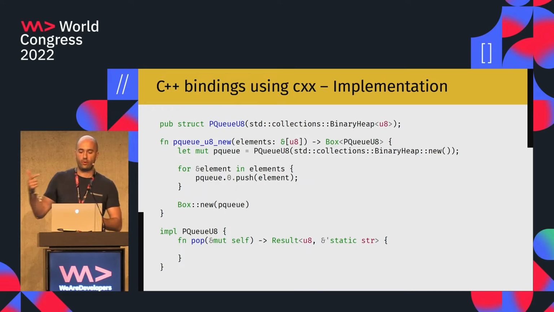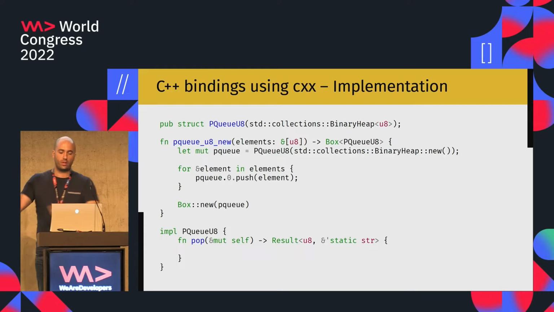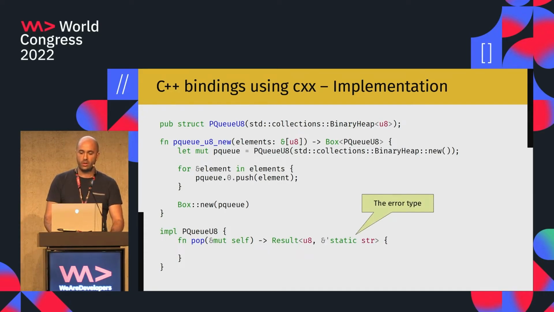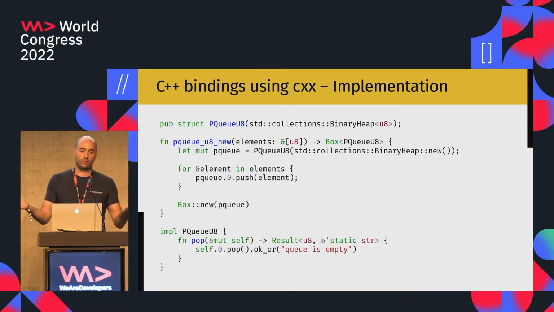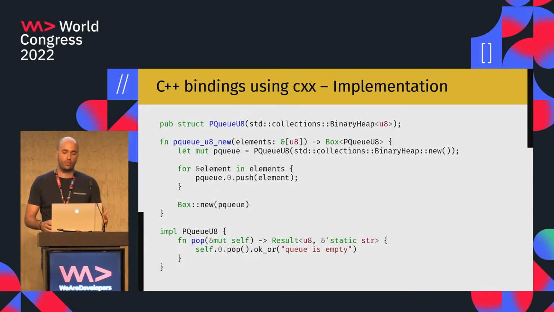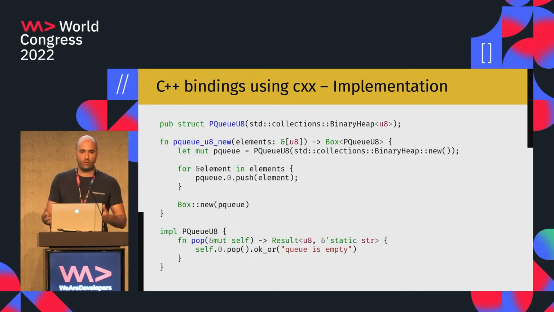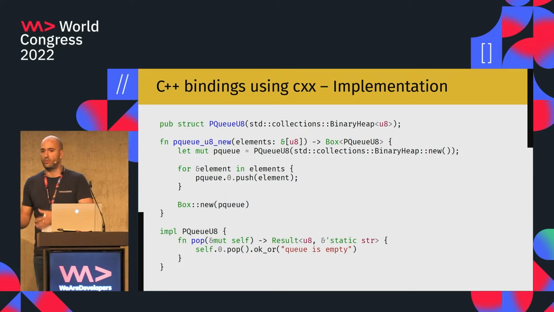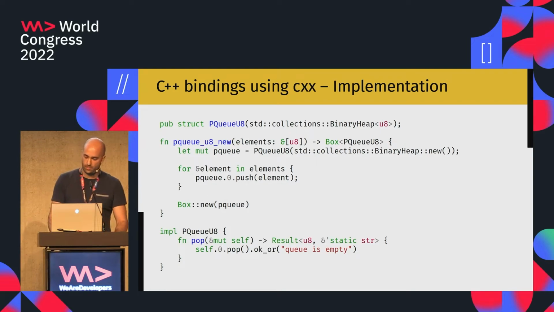And then for the pop implementation, we return a result of either u8 or the error type. Here I picked a static string for simplicity, and that's the error type I mentioned earlier. And the implementation is also pretty idiomatic. So we try to pop from the queue, and if we found something, then we return it. And if we couldn't pop anything because the queue is empty, we simply return the static string, "queue is empty".